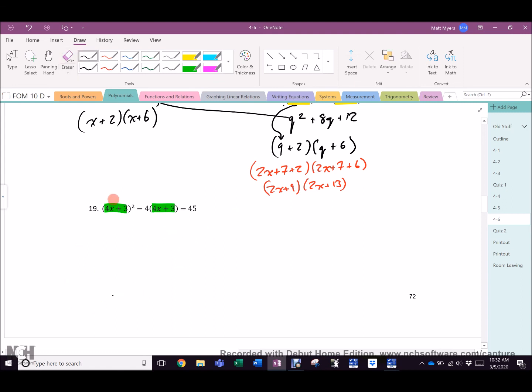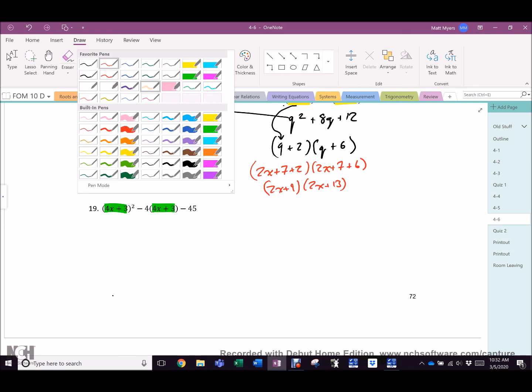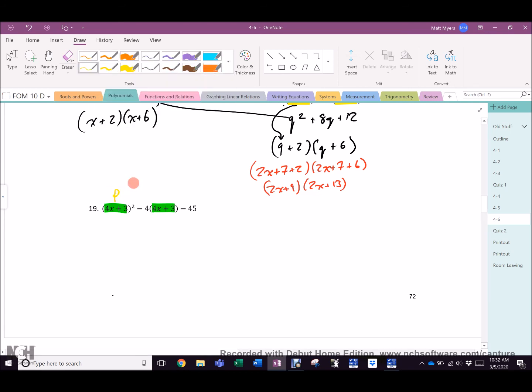I am going to make this. What letter do we want to make it today? P? Sure. We'll do it yellow. P, P. So now I have P squared minus 4P minus 45. And how difficult is that? What do I got to multiply to negative 45? What do I got to add to negative 4? Is it 1 and 45? Is it 3 and 15? Is it 9 and 5? Yes. How does 9 and 5 get me negative 4? 5 minus 9. P minus 9, P plus 5. But what's P?